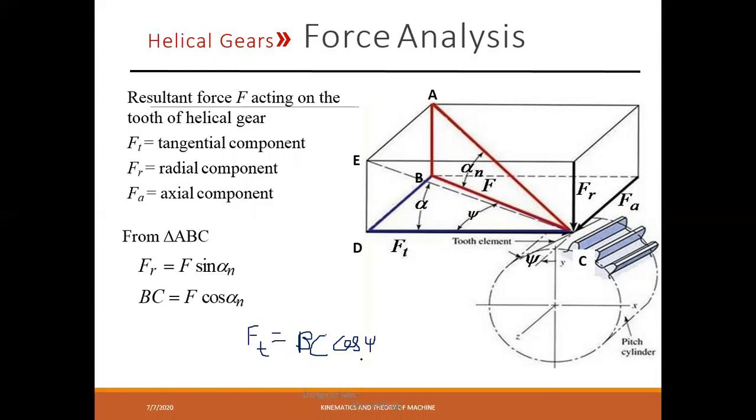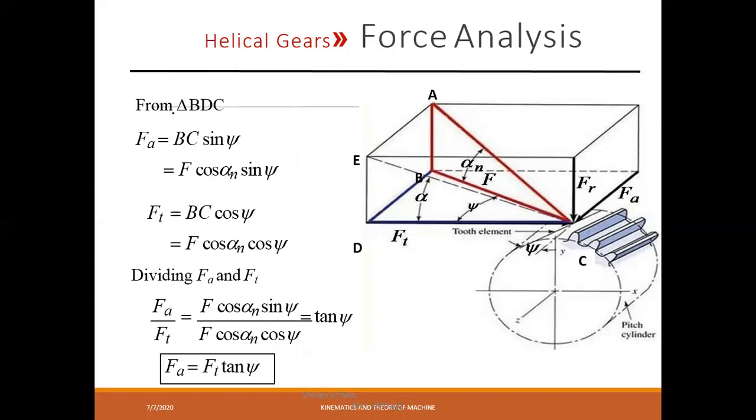FT is equal to BC cos psi. Why? Because the angle between BC and FT is given, which is psi. So FT is BC cos psi, and BC is taken as F cos alpha n. So the relation between FT and F is FT equal to F cos alpha n into cos psi, right?